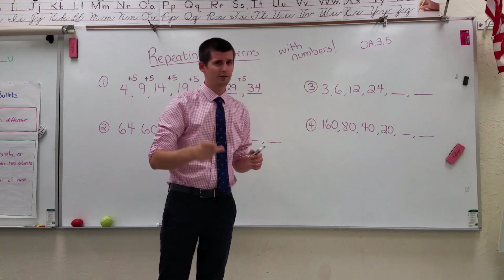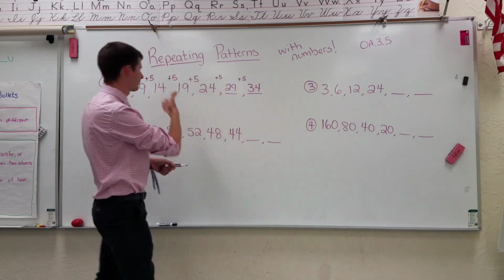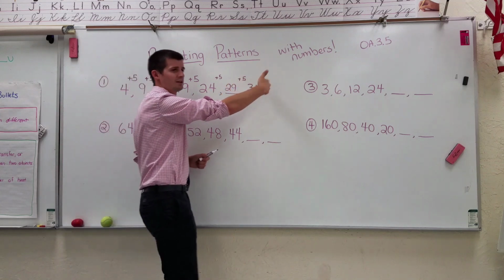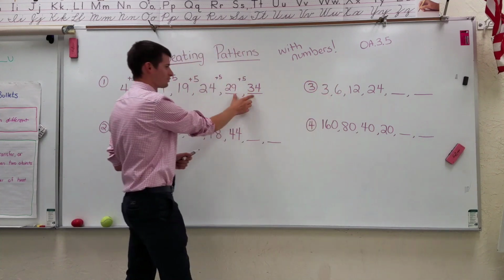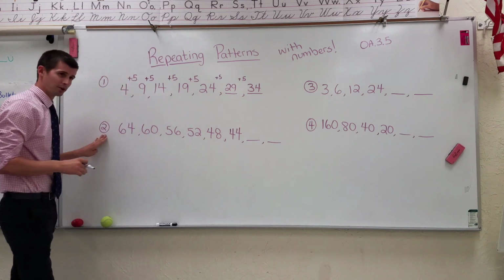Now the students pick up on this real quick. So hopefully this isn't too much of a problem. Once they see that we're adding 5 each time, well, then they could keep going on forever. That's why we only ask usually for the next 2, 3, something like that. All right, now let's look at number 2.